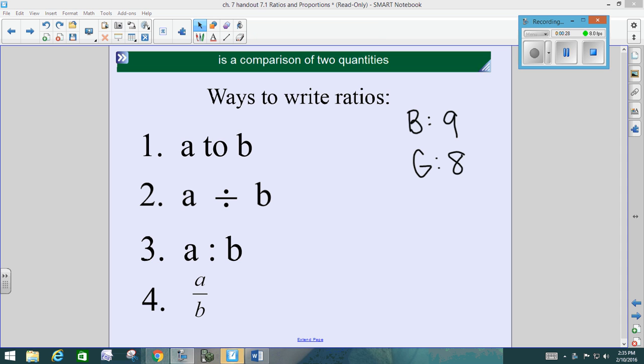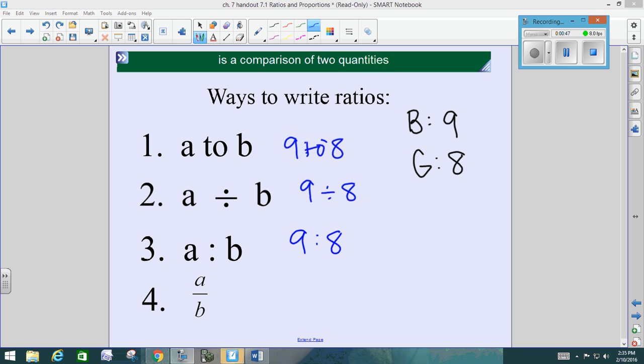So if I want to write a ratio of boys to girls, I could write it 4 different ways. I could say it's 9 to 8, boys to girls, using the word "to." You could say the ratio is 9 to 8, using a division symbol. You could say that it's 9 to 8, using a colon. Or you can say that the ratio is 9 to 8, using a fraction bar.